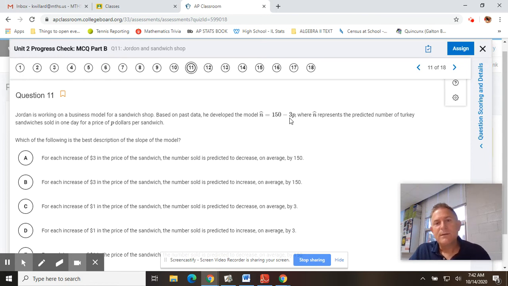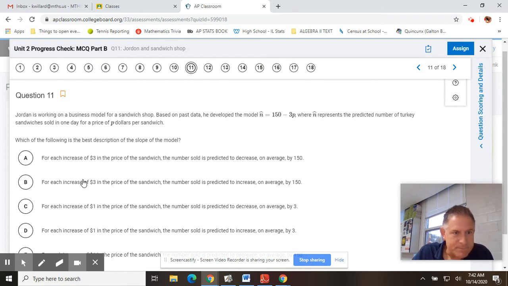And so, without even looking at the answer choices, I'm covering them up with my hand. We would say, based on our model, for every increase of one, I guess it's dollar, so for every increase of $1 in the cost of the sandwich, sales tend to go down by 3 turkey sandwiches. Well, which one is that?